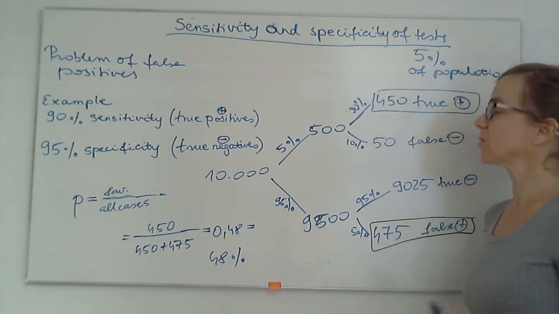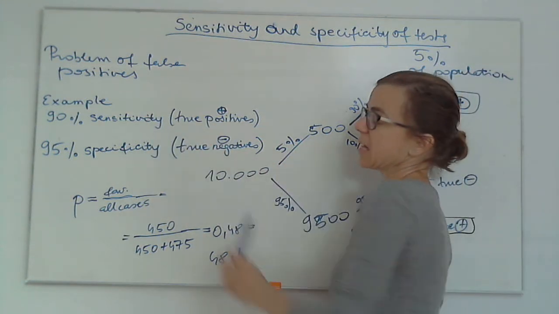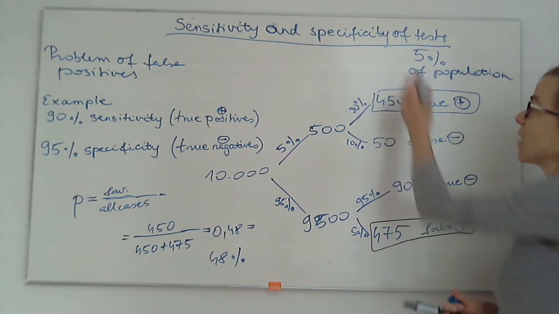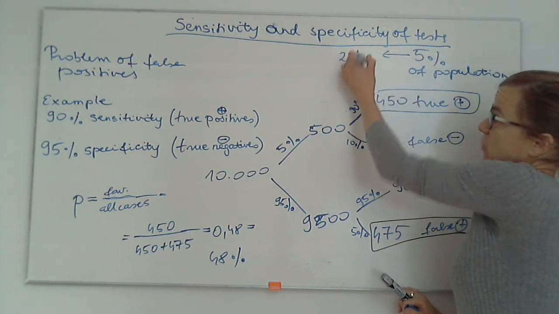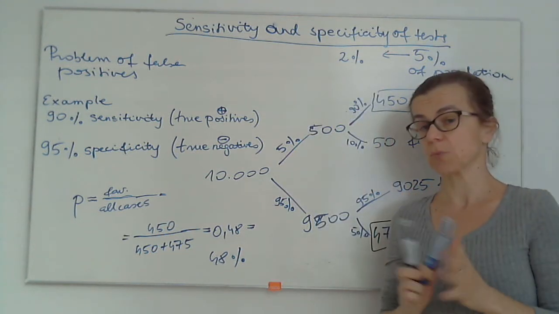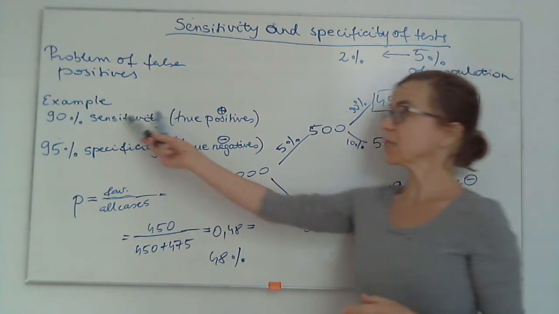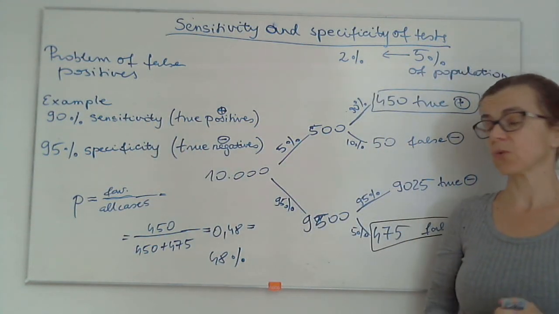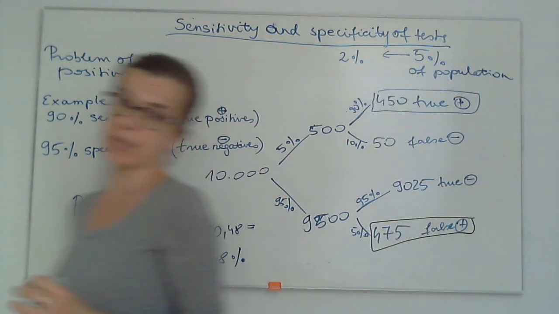In the next video, we are going to see how improving sensitivity and specificity changes things, but also what happens if you have an illness which affects an even smaller percentage of the population, like right now they say that with coronavirus it's about 2% of the population who is affected. Then even a better sensitivity and specificity test can give you a lot of false positives. So we are going to discuss that.